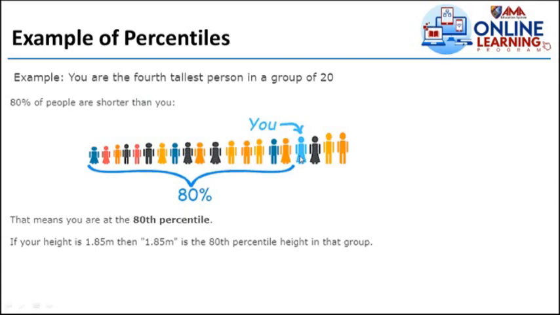Pang 80 ka. If you're going to arrange this one, then based on the given condition, you are the fourth tallest person in a group of 20. So you are 80th percentile.